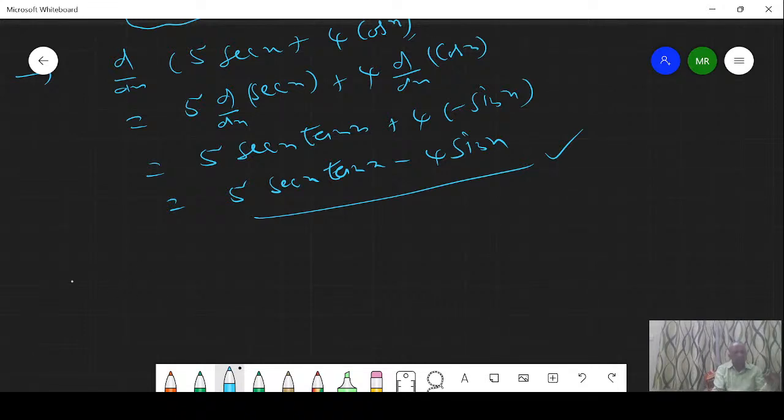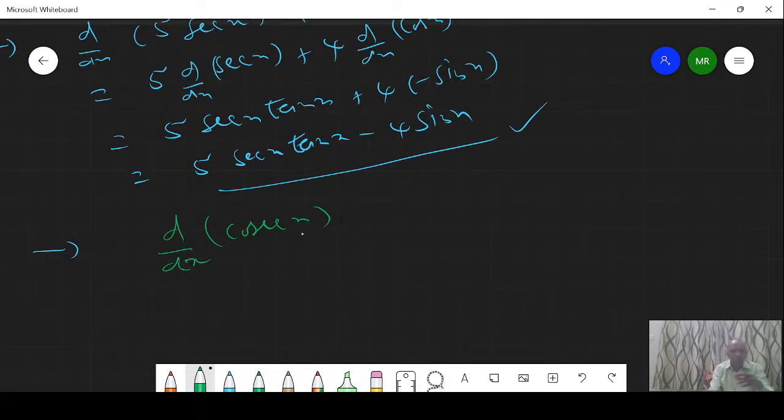Next one. They are asking the derivative of d by dx of cosecant x. What is the derivative of cosecant x? We know the derivative of sin x. When they are asking d by dx of cosecant x, I can write cosecant x as 1 by sin x, correct? Now use the quotient rule on 1 by sin x. Again, the quotient rule we have just discussed, with sin square x as the denominator.